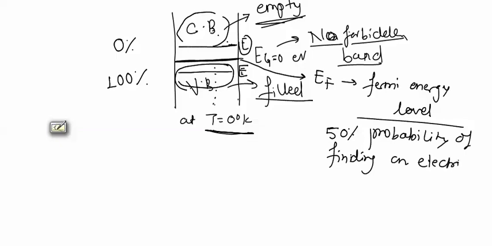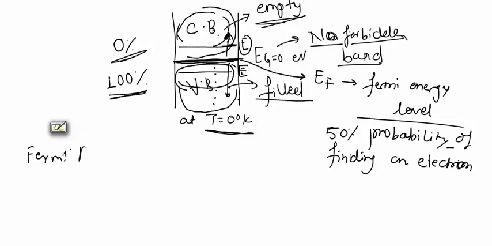If we are looking for an electron at this energy level, there will be exactly 50% probability, because if we go to the energy level above this, there is 0% probability, and if we go below this, there is 100% probability, because at each energy level there is an electron in the valence band, and at each energy level in the conduction band there is no electron, meaning the conduction band is empty, and this energy level represents 50% probability of finding an electron.